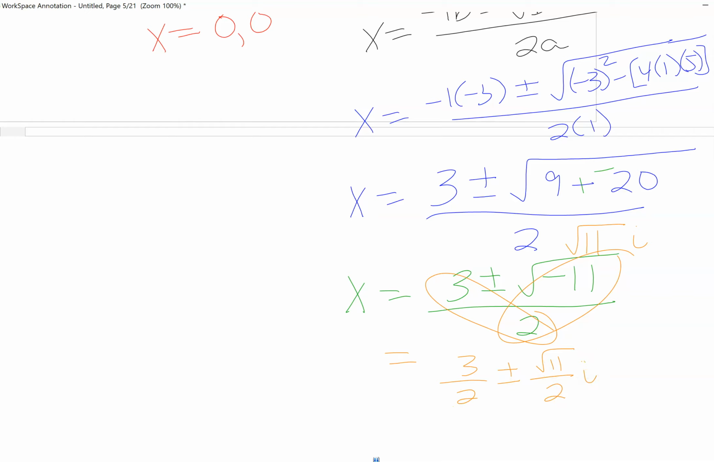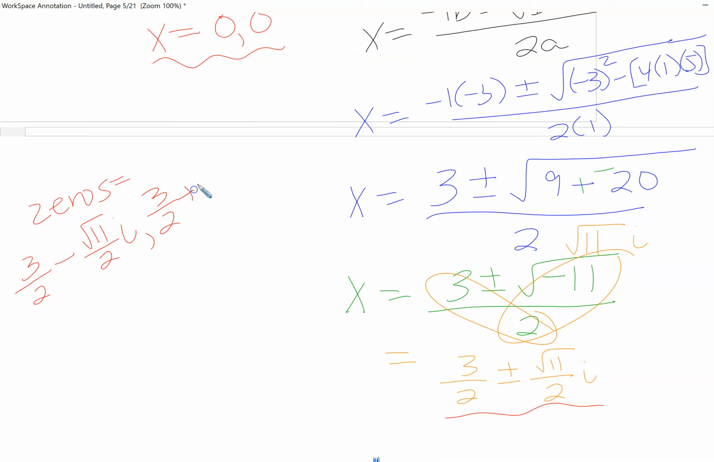So going back to our zeros here, we don't want to forget we had our zeros up here and then splitting these apart. So we have here 3 halves minus the square root of 11 over 2 times i. We have 3 halves plus the square root of 11 over 2 times i. And we have 0 and 0.